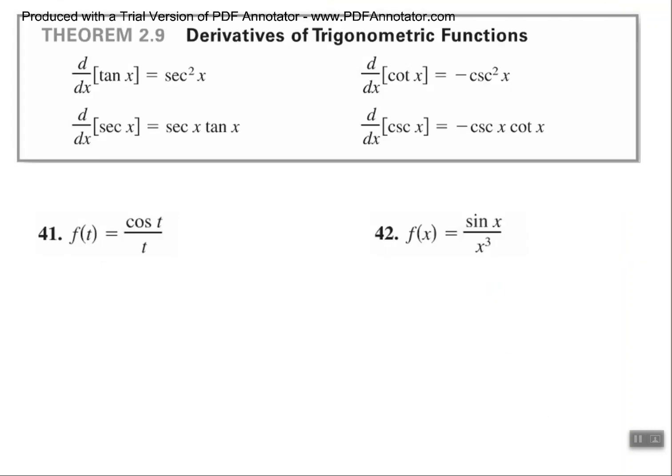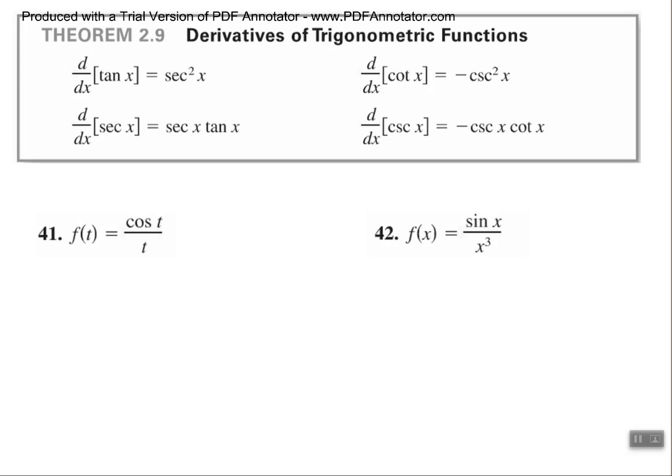All right, so we have derivatives of trigonometric functions, and I just put on this page a few extra derivatives that you need to be aware of. The derivative of tangent x equals secant squared x, and secant x equals secant x tangent x, cotangent x equals negative cosecant squared x, and cosecant x equals negative cosecant x times cotangent x.